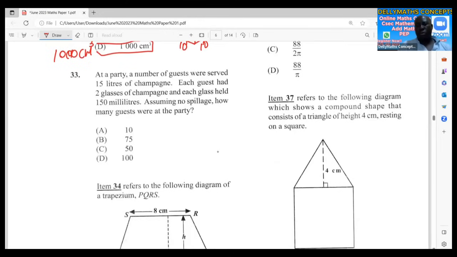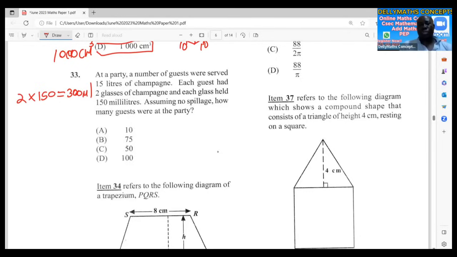At a party, a number of guests were served 15 liters of champagne. Each guest had 2 glasses of champagne, and in those glasses, you have 150 milliliters. Assuming no spillage, how many guests were there? What I want to know first is how much champagne each person would have, because we were told each guest has 2 glasses, and in each glass, it's going to be 150. So I could find a number to represent the amount of champagne in milliliters every guest would have. 300. One in the right and one in the left, I suppose.